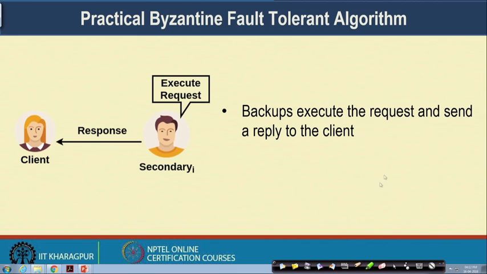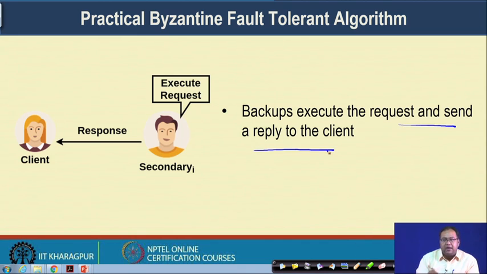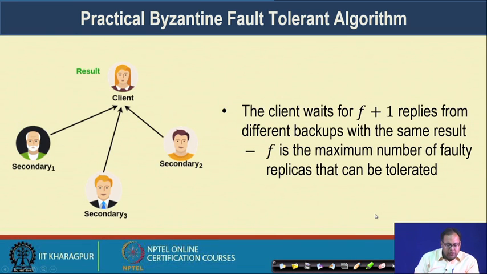Similarly, from the blockchain perspective, if a transaction is valid, if all the backups or all the replicas decide that the current transaction is correct, then it sends a success or commit message to the client; otherwise it will send a failure message to the client. So, the backups execute the request and accordingly send a reply to the client. The client will receive all these replies.